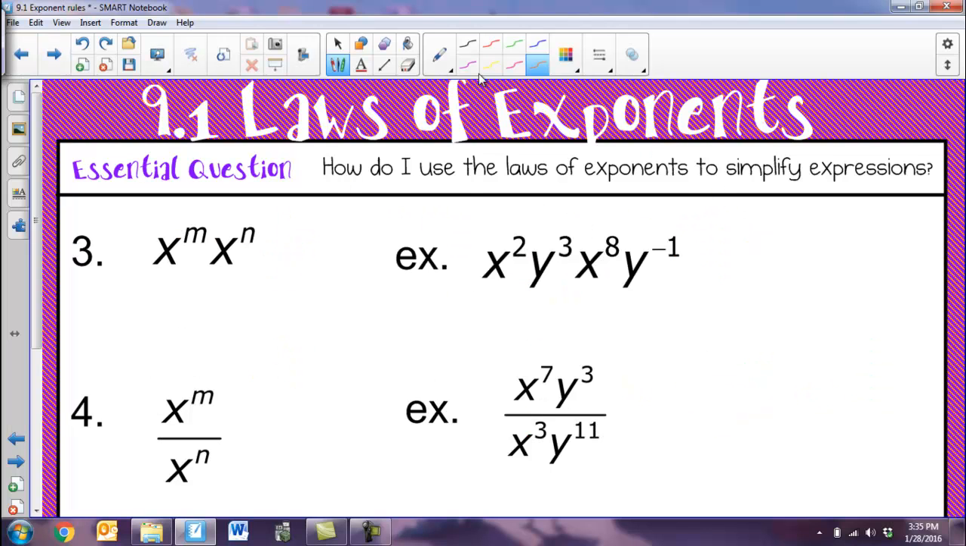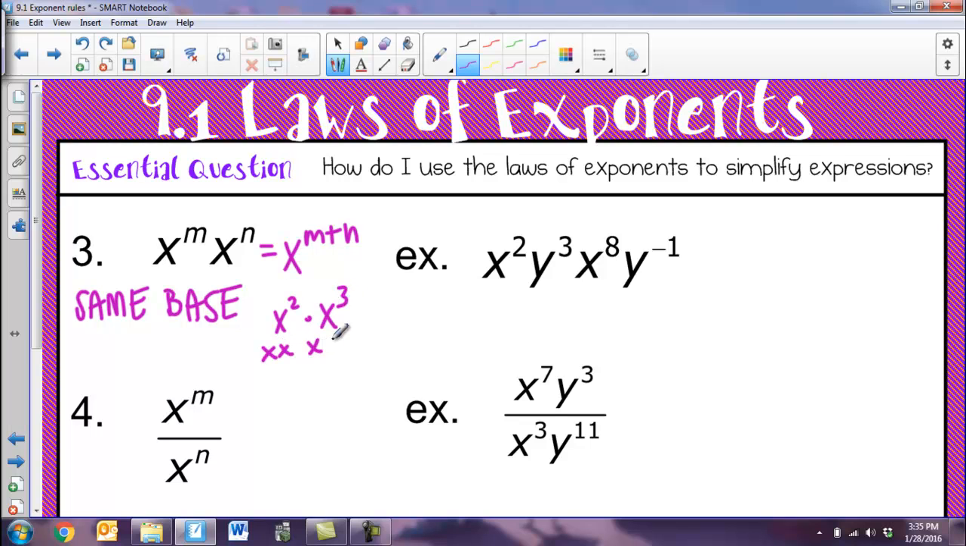The next law of exponents you may remember is when you have a product, when you're multiplying two things together with the same base. Okay, you have to have the same base in order for this law to work. So if you have the same base, they're both x's, they're both y's, they're both whatever, you can just add your exponents, which makes sense because if I had x squared times x cubed, that means there's 2 x's here and 3 x's here, so altogether there are 5 x's, so 2 plus 3 is 5.